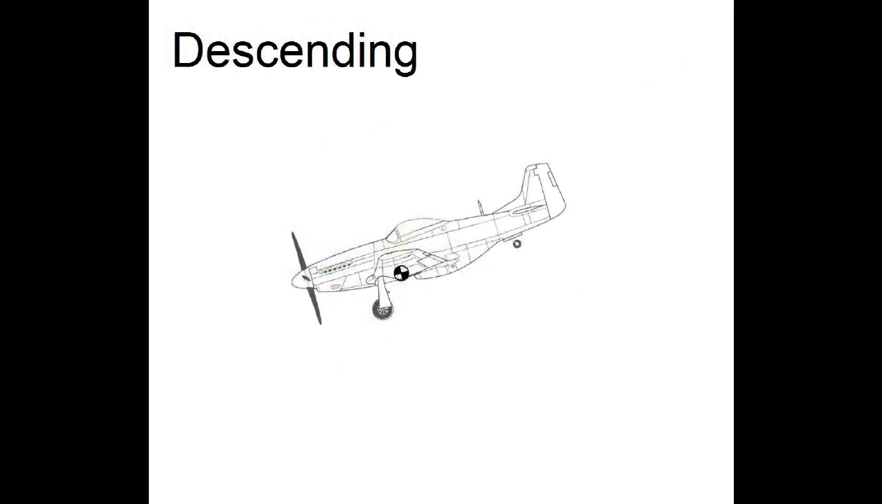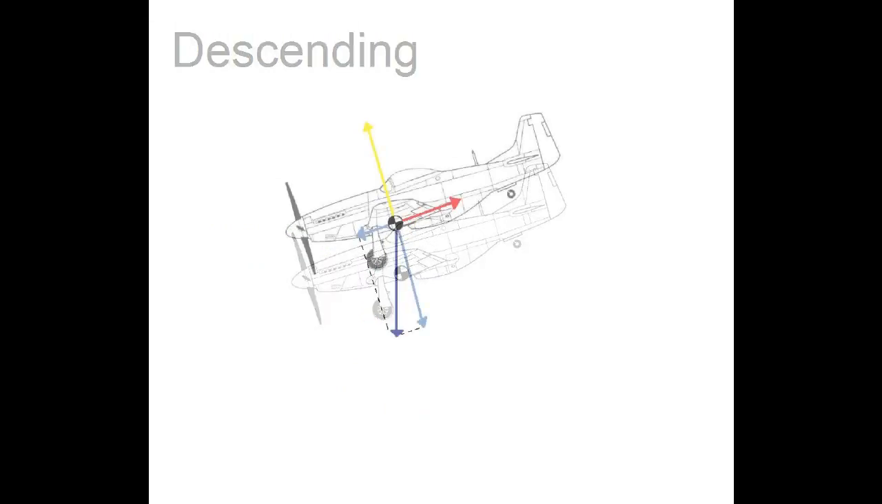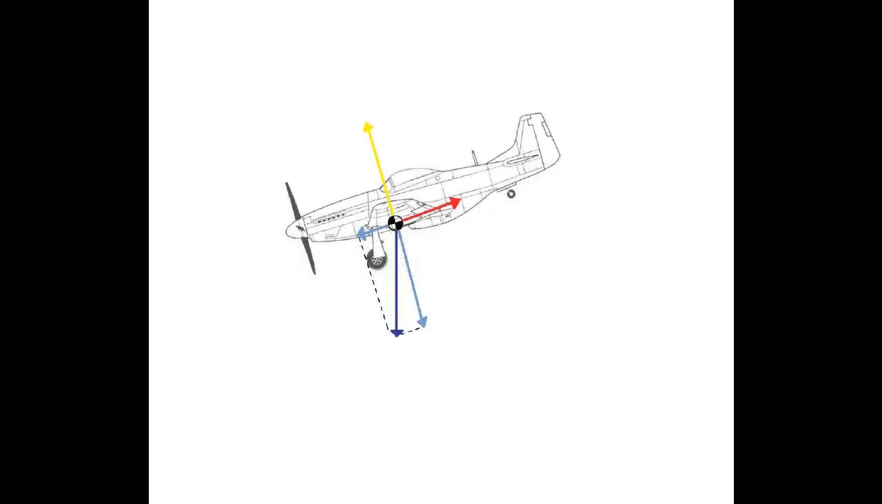Now let's have a brief look at descending. When in an unaccelerated descent, we have quite a similar picture, but with one major difference. The downhill portion of the weight now acts with the thrust, rather than against it. So in order to prevent the aircraft from picking up speed, you simply have to cut back on the throttle, so that the sum of the downhill force and thrust equals the drag.